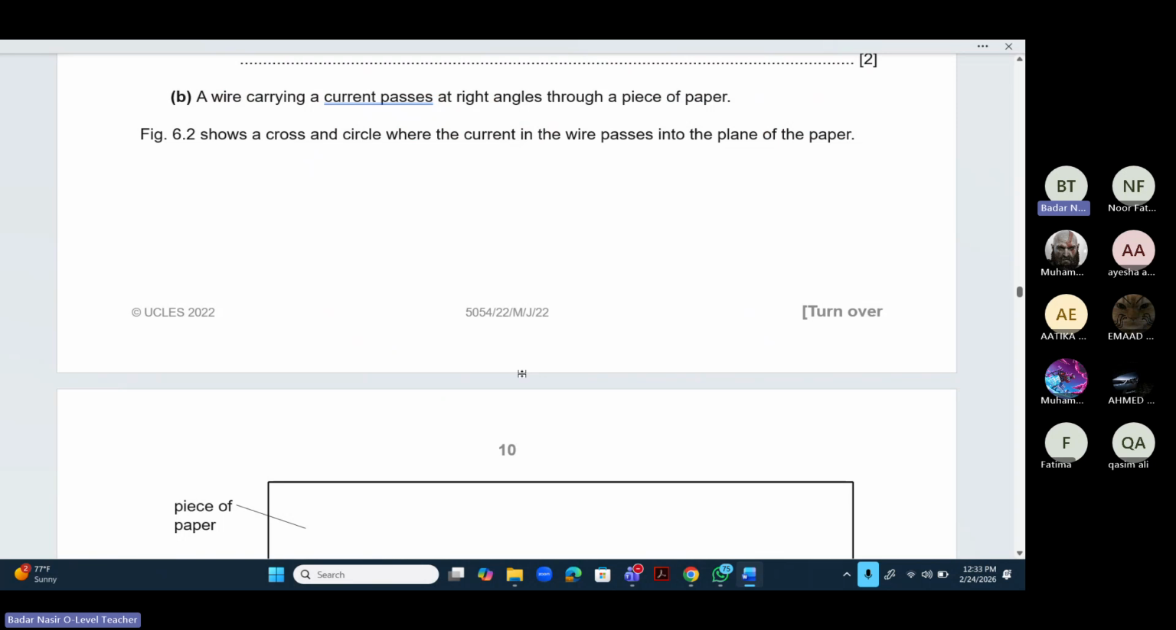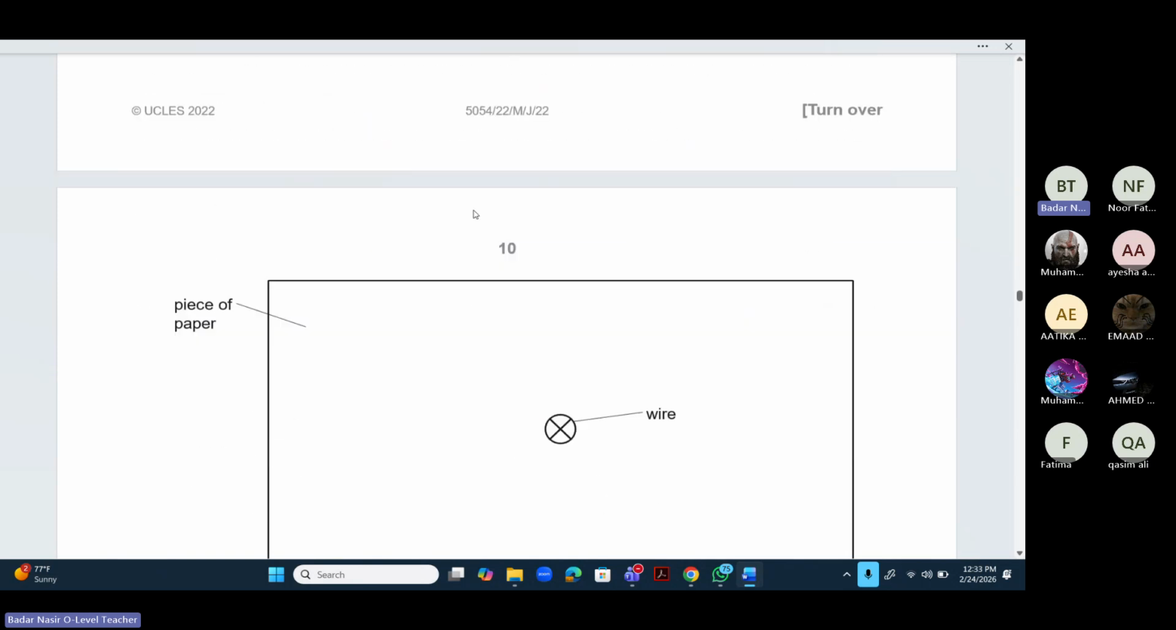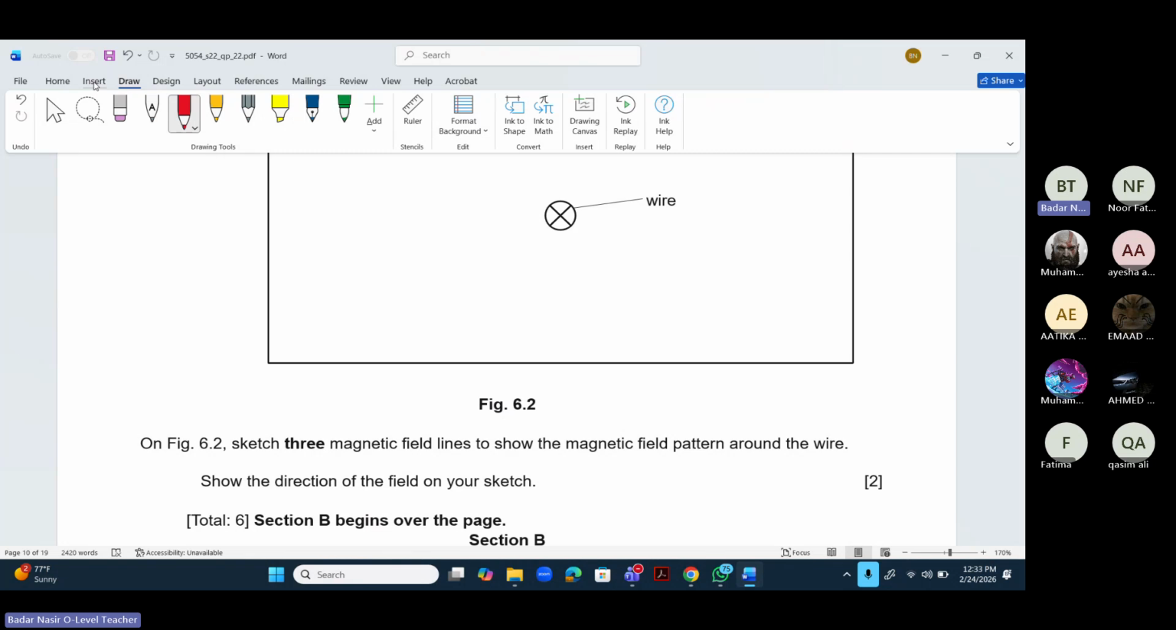A wire carrying a current passes at right angles through a piece of paper. Figure 6.2 shows a cross and circle where the current in the wire passes into the plane of the paper. On figure 6.2, sketch 3 magnetic field lines to show the magnetic field pattern around the wire. ठीक है? So wire की closest strong होगा.